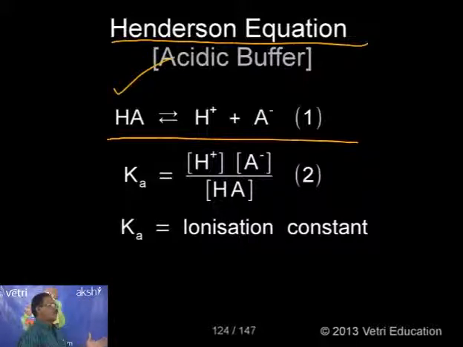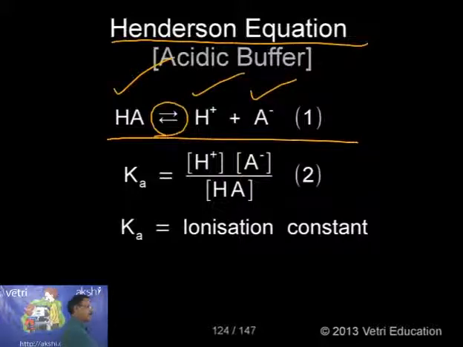I am not taking a specific acid, but a general monobasic acid, that is HA. A weak electrolyte undergoes ionization to produce H plus and A minus, and it is in equilibrium. The unionized acid molecule is in equilibrium with the ionized H plus and A minus. This is equation one.